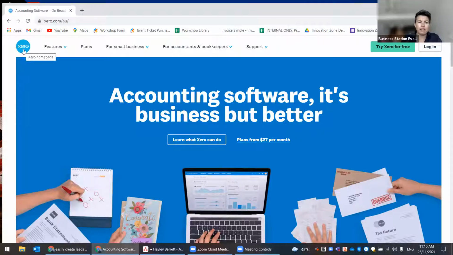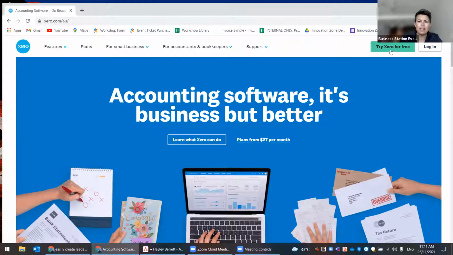So here, as someone who's familiar with Xero, who's in business, knows that I need accounting software, and actually, sorry, I'm talking to the converter stage. So you see up the top here, we've got the ability to try Xero for free or to log in. This is for people who are ready to go. I already know that I want to do it and I'm just jumping in. Same as here, these buttons in the centre. We've got plans from $27 per month and learn what Xero can do.